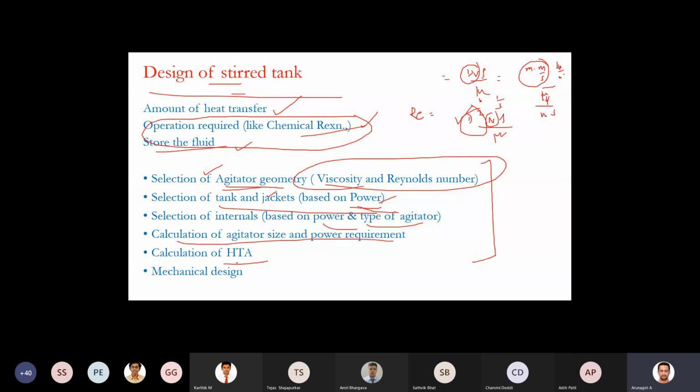Then you have to calculate the heat transfer area. This is the general mechanical design procedure of stirred tanks. How can you modify this for heat transfer purposes? The same procedure. First you have to decide the geometry, because heat load is known and flow rate is known. You have to decide if it is batch or continuous, because batch or continuous means the story is different.